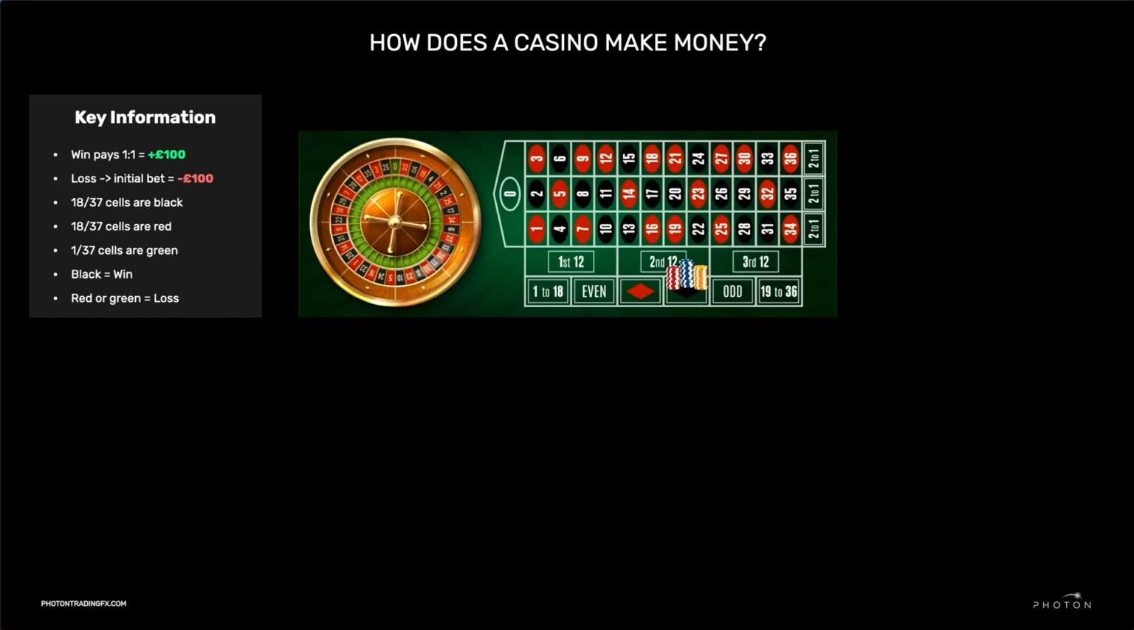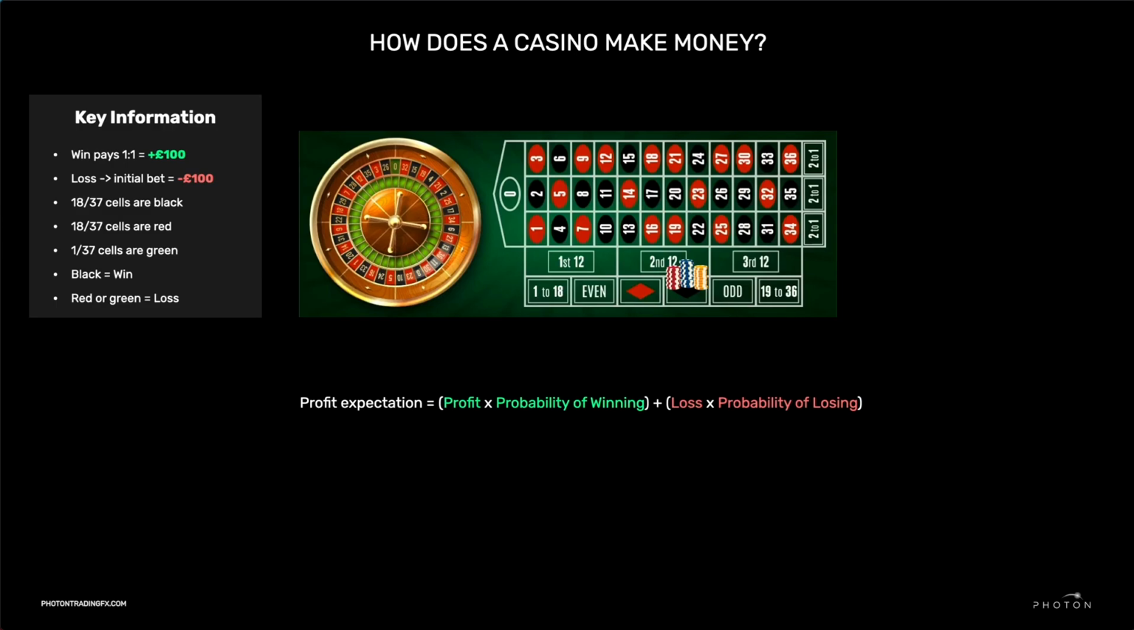Now, out of the 37 total cells, 18 of those are black, which will result in a win. And then the other remaining 19 cells are either red or green, and those will result in a loss. So hopefully you remember how to calculate the profit expectancy. The profit expectancy is the profit that you can make if you win, multiplied by the probability of you winning, which you then add to the amount that you can lose, multiplied by the probability of that loss occurring.